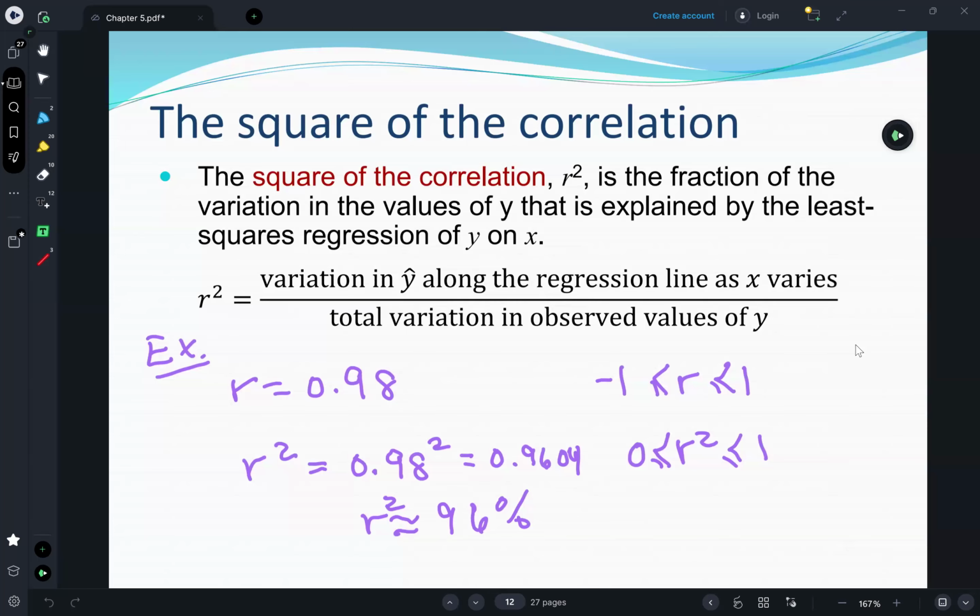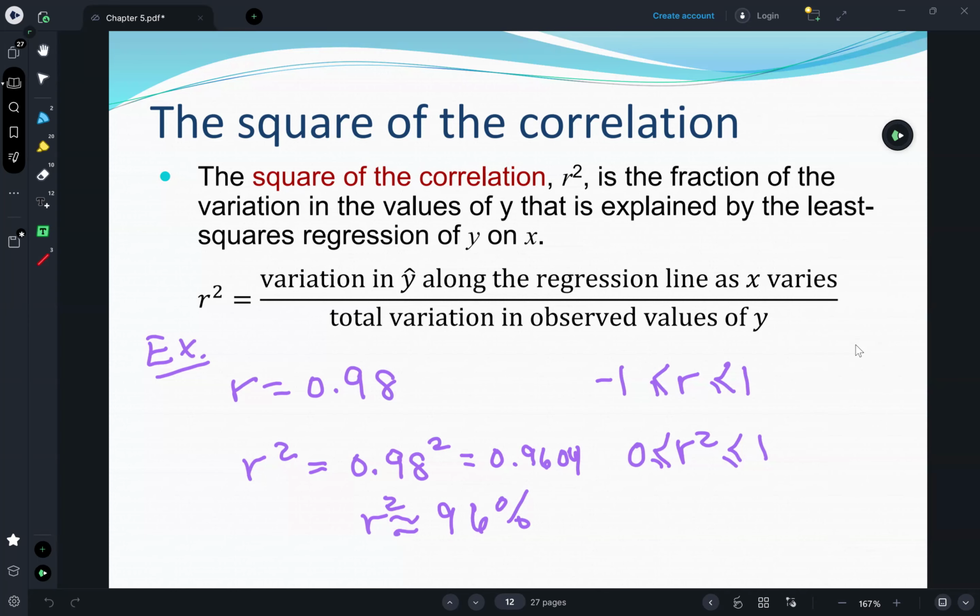Okay, and on to the square of the correlation. If we take the correlation and we square it, we simply call it r squared. By definition, it is the fraction of the variation in the values of y that is explained by the least squares regression of y on x.